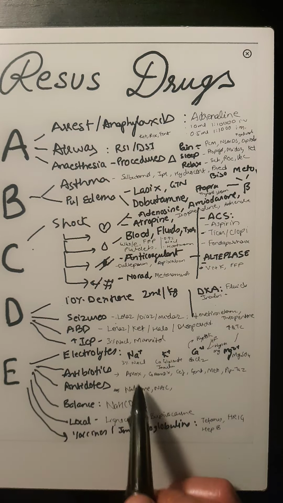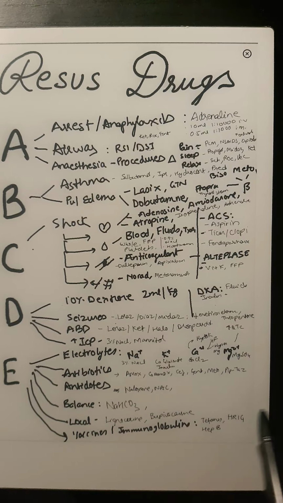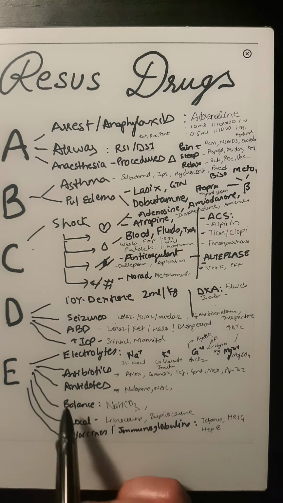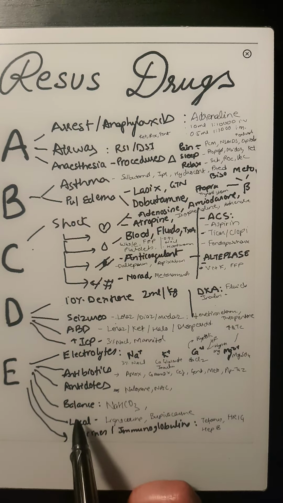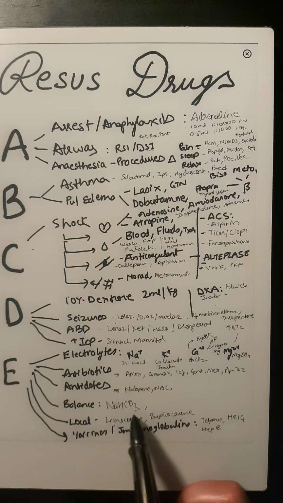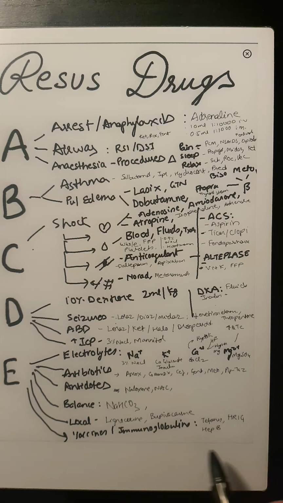Then antibiotics, penicillin derived, and then cephalosporins, gentamicin, metronidazole, piperacillin-tazobactam, common ones. Antidotes: naloxone for opioids, N-acetylcysteine for paracetamol. Sodium bicarbonate is used for metabolic acidosis. Lignocaine, bupivacaine, local anesthetics, and vaccine immunoglobulins like tetanus, hepatitis B, human rabies.